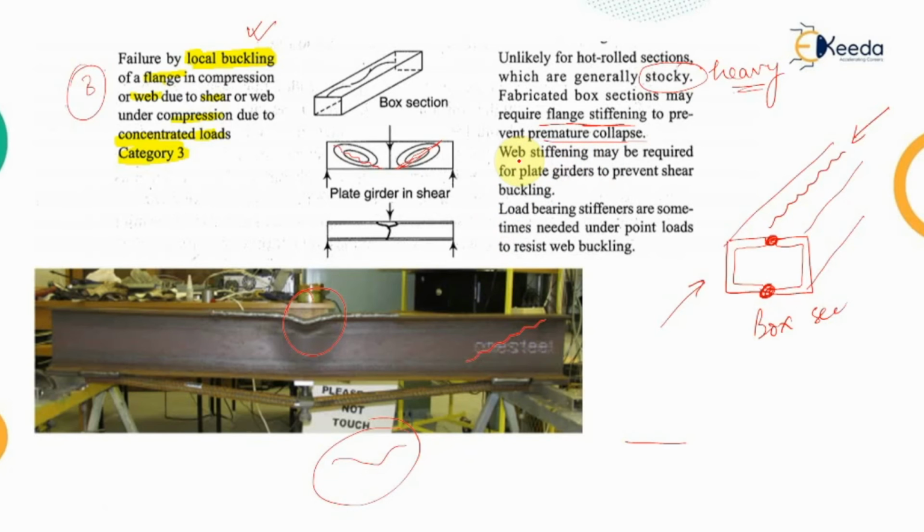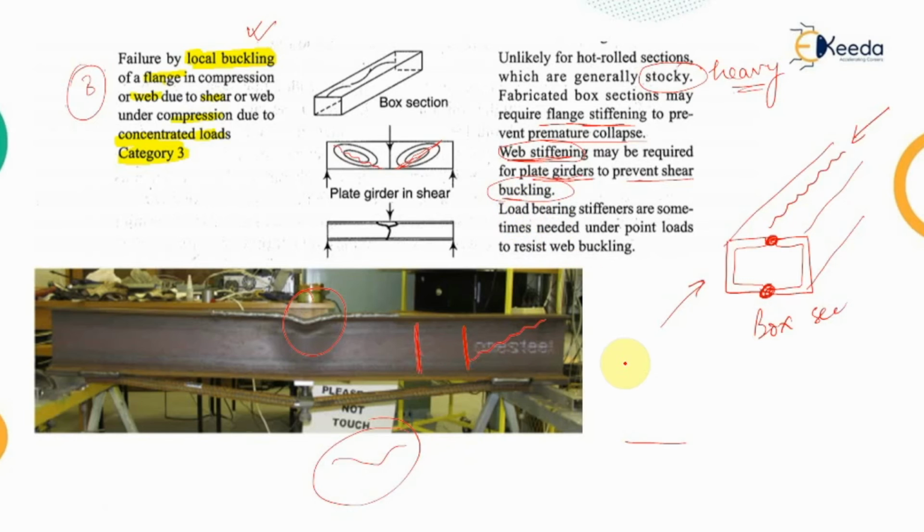At this position we need to stiffen the web so as to avoid this compressive force distortion. So web stiffening may be required for the plate girders. Plate girders are usually used for built-up sections. That's why their name comes as plate girders. To prevent the shear buckling, we will require web stiffeners. So we will be providing stiffeners here so as to avoid the diagonal compression.